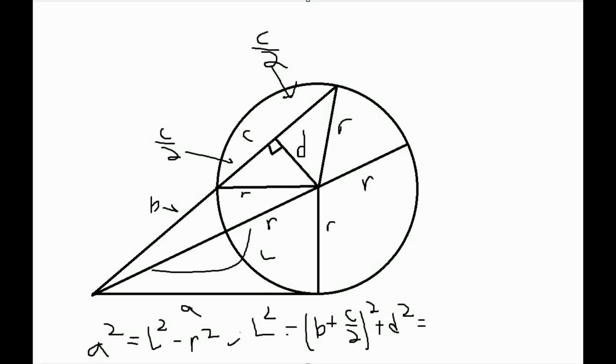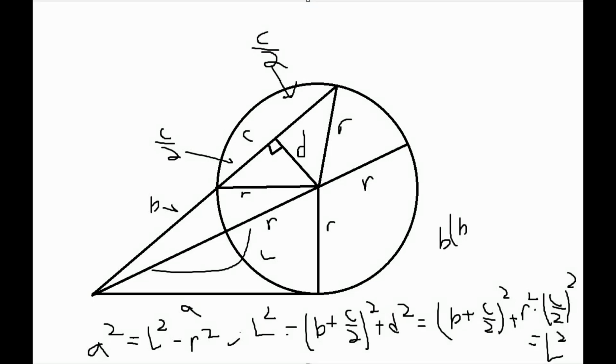So this equals (B plus C over 2) squared plus R squared minus (C over 2) squared. And this is equal to L squared. Subtract R squared from both sides, and by the same algebra that we did before, we get B times (B plus C) is equal to L squared minus R squared, which is equal to A squared, which proves that it also works in this case.